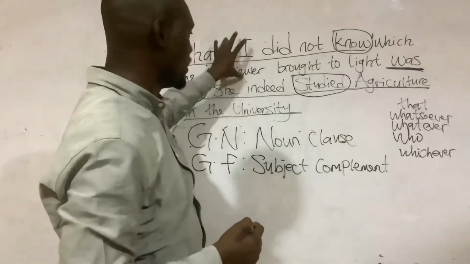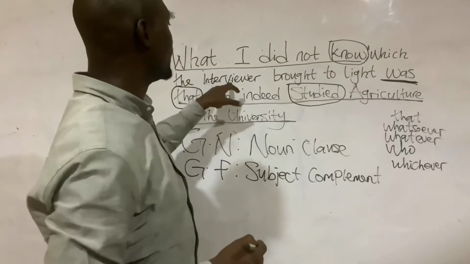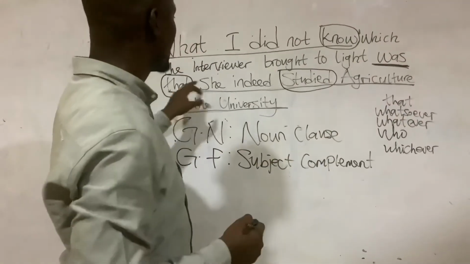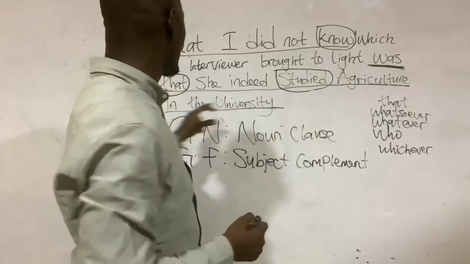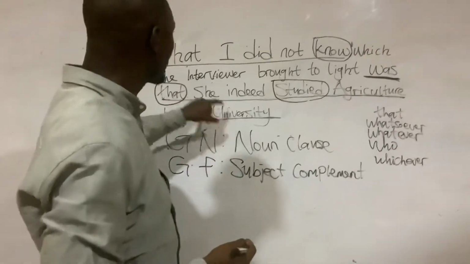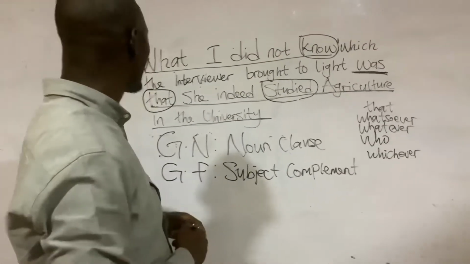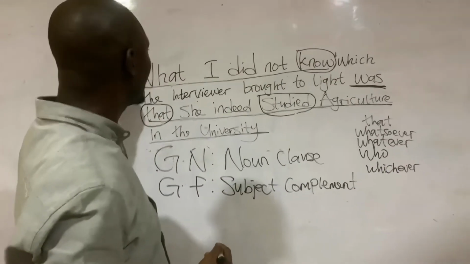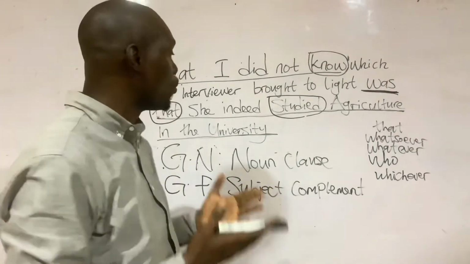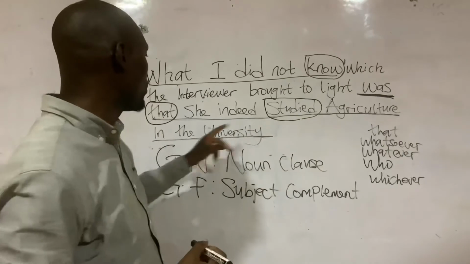Another thing about the complement is that it makes a reference to the subject. In this case, we have the subject, which is what I didn't know, which the interviewer brought to light, was that she indeed studied agriculture in the university. So to answer the question of complement, the complement makes reference back to what? The subject. And how do I know this? If I ask the question, what is that thing I did not know? What I did not know is that she indeed studied agriculture in the university.